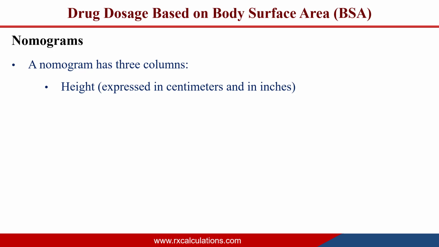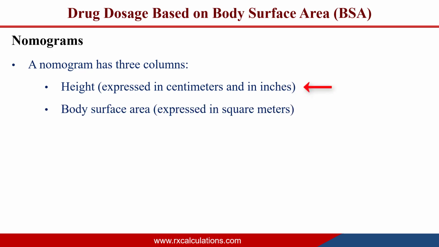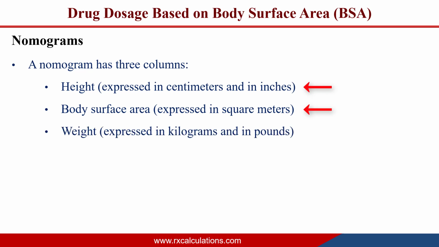The first is height, which is expressed in centimeters and in inches. The second is the body surface area expressed in meters squared or square meters. And the third is weight expressed in kilograms and in pounds.